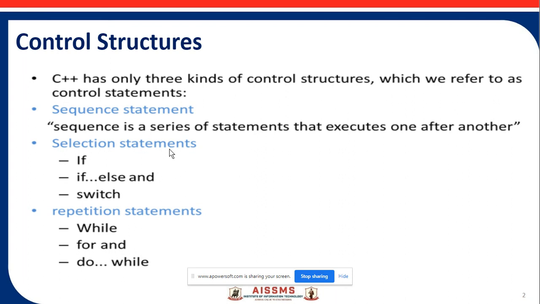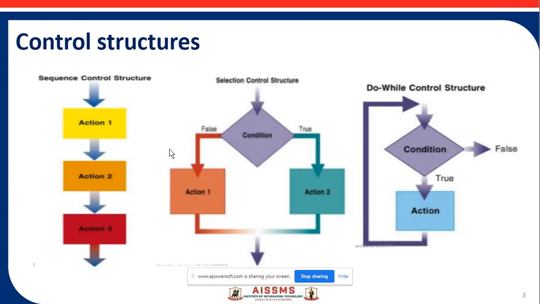Second one is selection statements. In that, the first one is if, second one is if else, and switch. Then third one is repetition statements. First one is while, then for and do while. So these are the control structures. Next, the control structures in diagrammatic format.